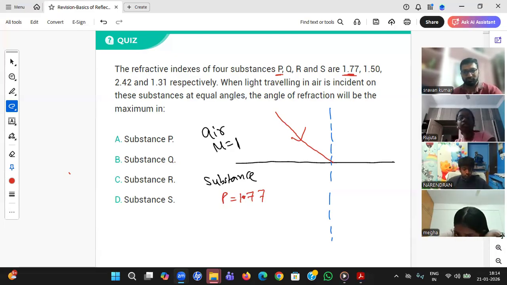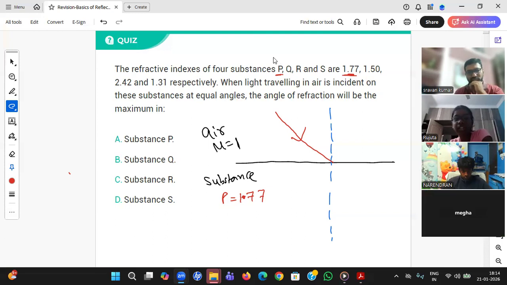They're asking, in which of the substances will the angle of refraction be the highest? Okay, so I chose option D because the refractive index is less, which means the speed of light is traveling faster in it.